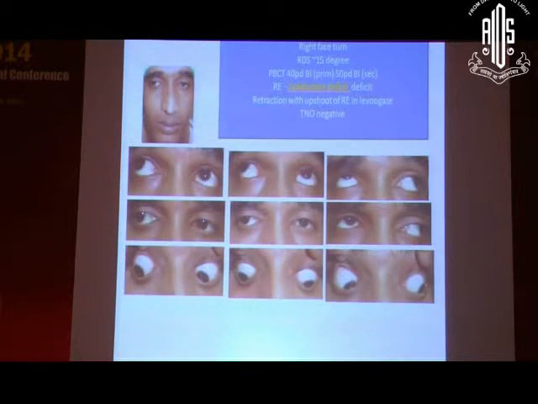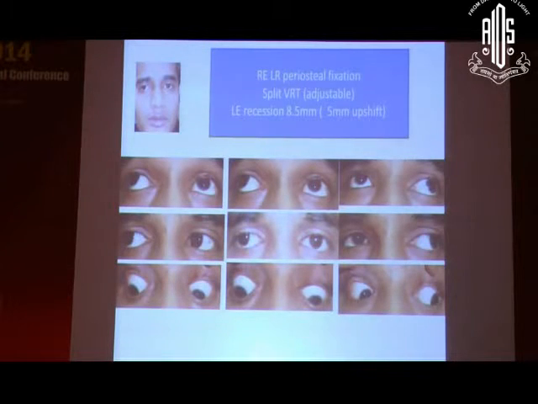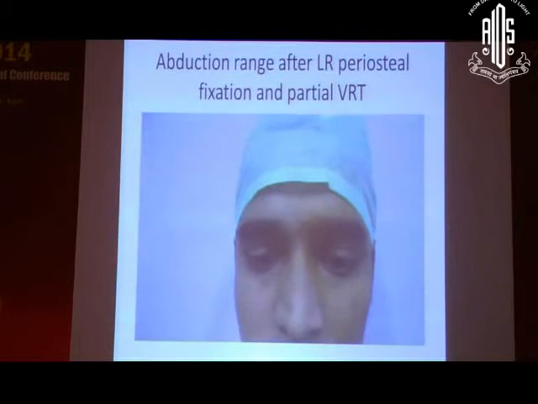Now this is the last case which I will show here. He was again a case of right eye exo-DRS. He had a right face turn. He had an exotropia of around 15 degrees, and the right eye had an abduction deficit of -1, and there was retraction with upshoot of the right eye. And here we did a periosteal fixation along with a split, but since the exo was very large, we did an LR recession as well of around 8.5 mm. In this video, I will show how much abduction range we achieved after LR periosteal fixation and partial DRT.